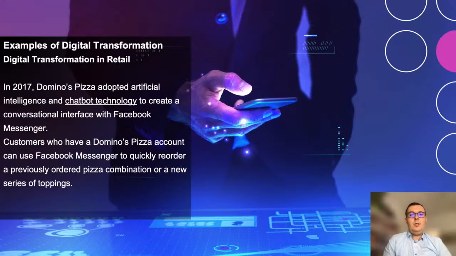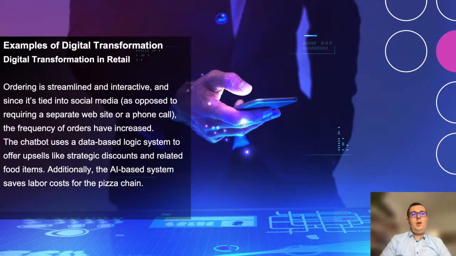So basically what they did is that they managed to save the customer preferences, to save their orders, which is a very important aspect for the customers, because in this way they feel valued. They feel that the company has taken care of them. So this is very, very important. We also have an example of digital transformation in retail, because ordering is streamlined and interactive, and since it's tied into social media, as opposed to requiring a separate website or a phone call, the frequency of orders has increased. So, as we can see, we need to tie everything to social media, to what our customers want to experience in order to maintain a high rate of satisfaction.